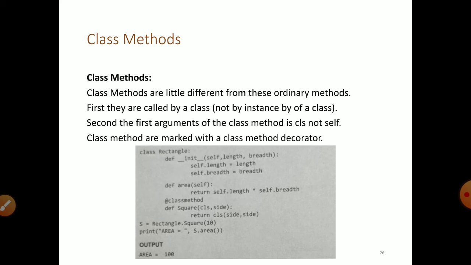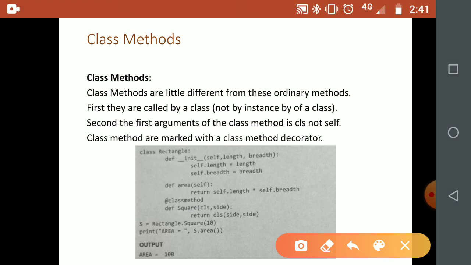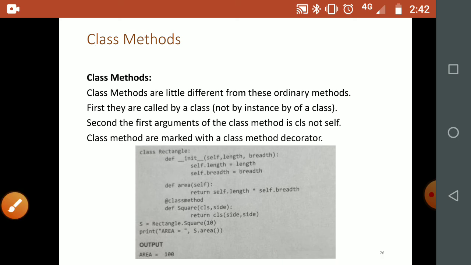First, they are called by a class, not by the instance or the object of the class. The second difference is that the first argument of a class method is cls, not self. And the third most important thing is that class methods are marked with the classmethod decorator. Okay, so you can observe this decorator here, @classmethod. So this is the class method concept.